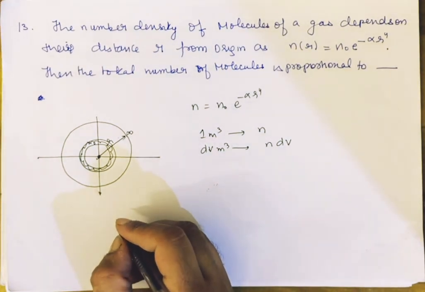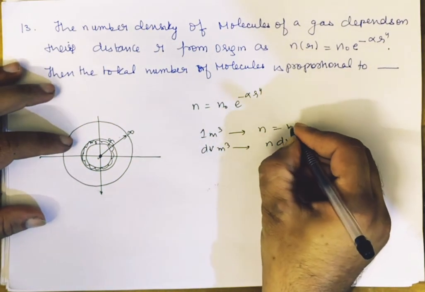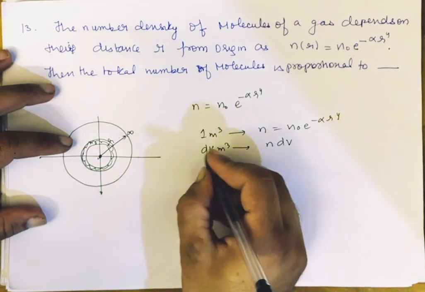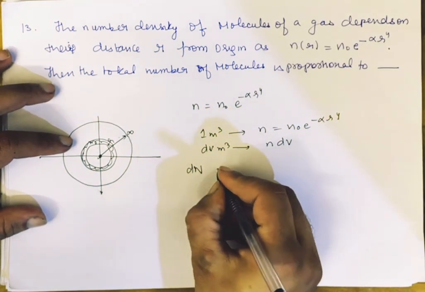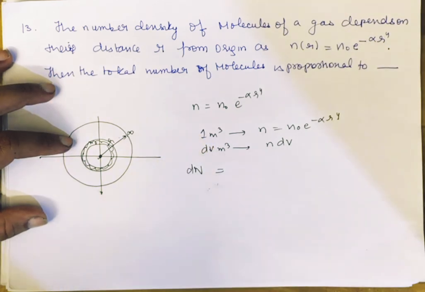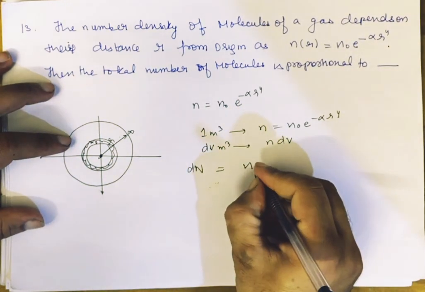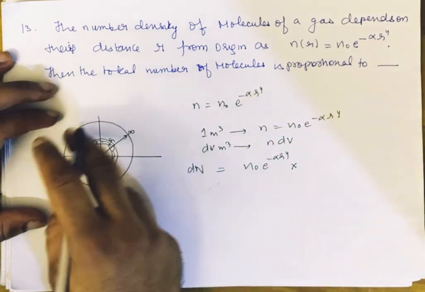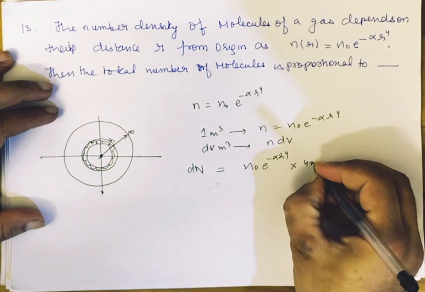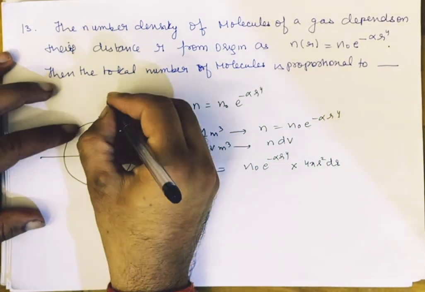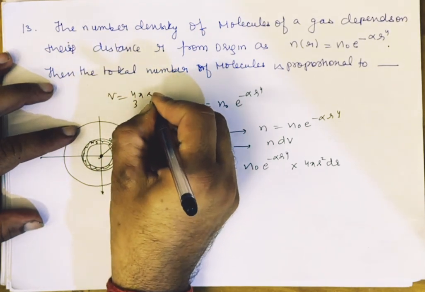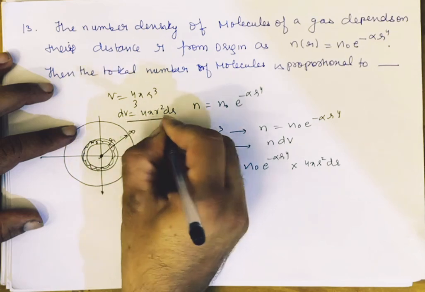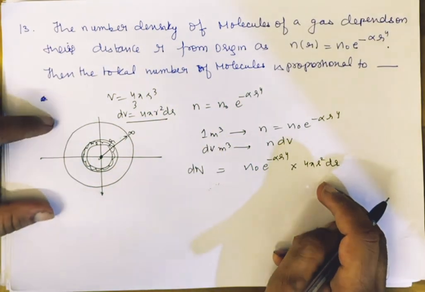However, this n is variable. How is it given? It is given as n naught e power minus alpha r power 4. And then we can calculate the total number of molecules in the dV region, that is dn, as n naught e power minus alpha r power 4 times dV. And dV for a sphere is written as 4 pi r square dr. If volume is 4 by 3 pi r cube, then dV can be calculated as 4 pi r square dr. That's one thing you can directly write.